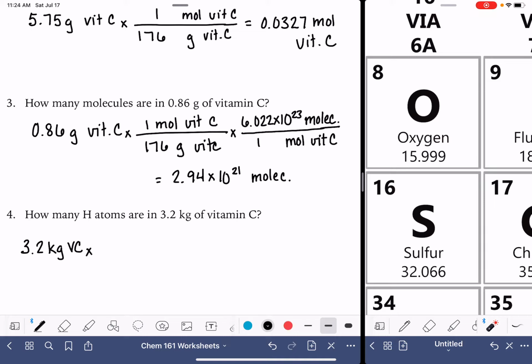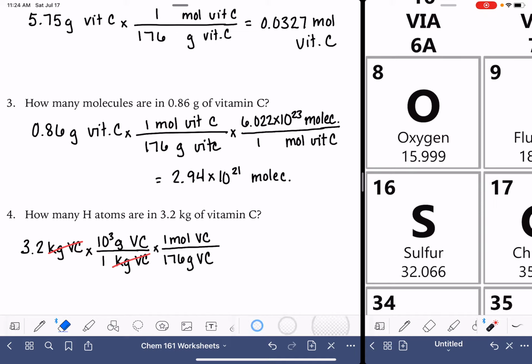Now, the kilogram unit is not super useful in these conversions. All of these conversions that we're doing are between grams and moles. So step 1 should be to get rid of that kilogram unit. 1 kilogram is 10 to the 3rd grams of vitamin C. Once we've converted into grams of vitamin C, our next job is always going to be to convert into moles. So 1 mole of vitamin C is 176 grams of vitamin C.